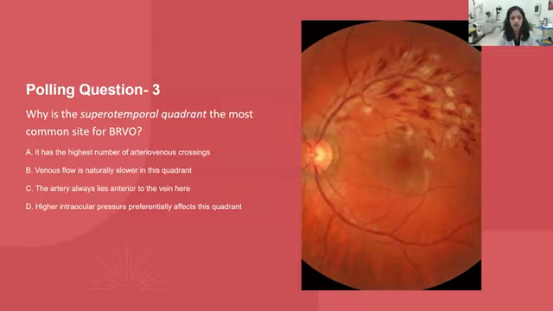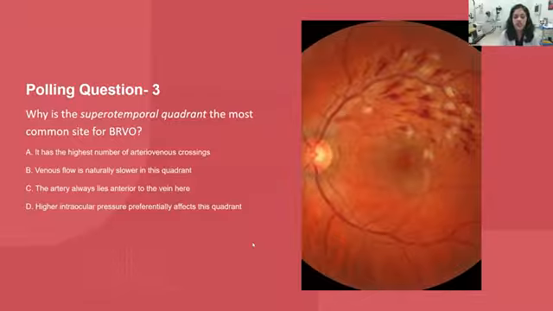So what do you think the answer is? So the answer is, again, the majority of you have chosen the right answer. It has the highest number of arteriovenous crossings. For ophthalmologists going for exams, this is actually a very popular question in vivas. So let's move on.